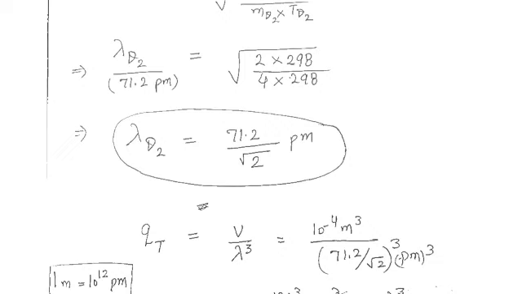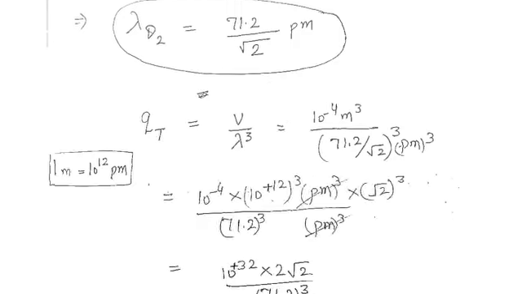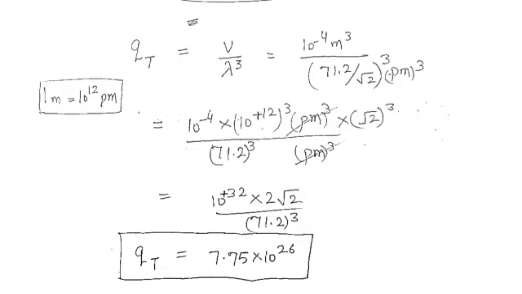Remember the units whatever you are putting here. You need to convert it into SI units, because you are going to put it in the expression where all values must be in the SI system. So multiply it by 10 raised to the power minus 12, meter. Alright, sorry, 10 raised to the power minus 12 meter. And when you put it in, finally you will get the answer for QT for D2 as 7.75 into 10 raised to the power 26.